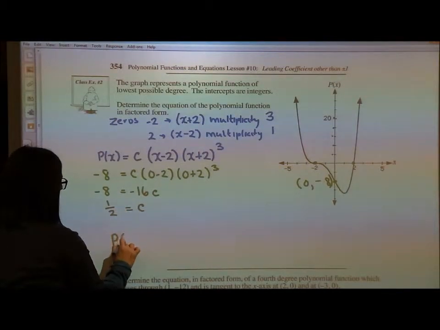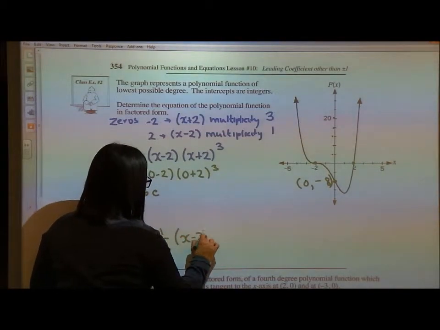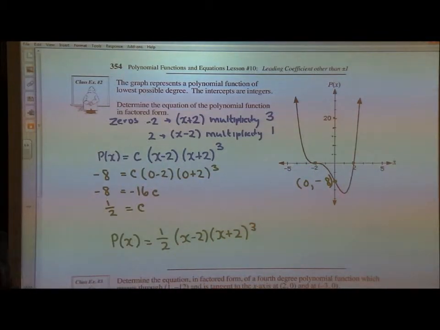So then p of x would now be that leading coefficient of 1/2 times (x - 2)(x + 2) cubed. So we use the zeros to determine the factors, and we use a point on the graph to find the leading coefficient. So it is a 2-step process.